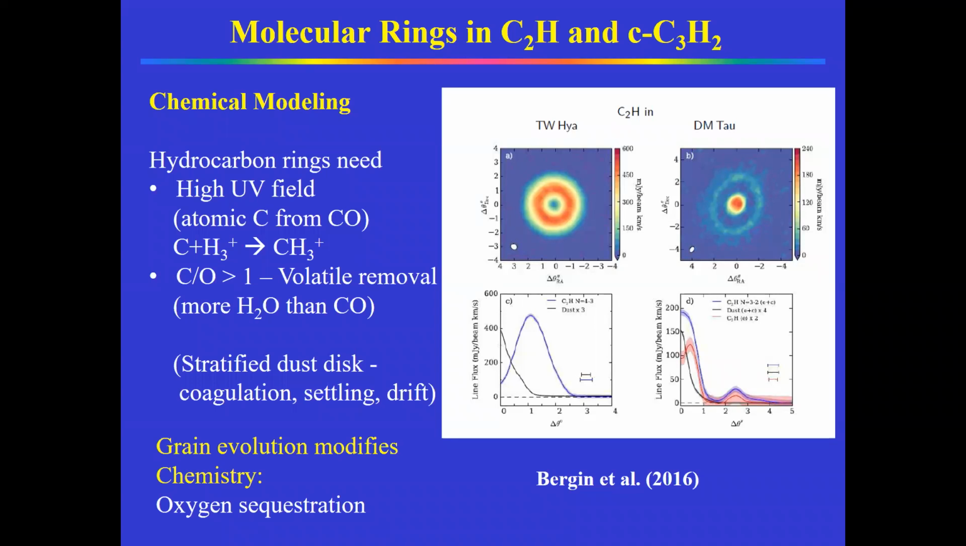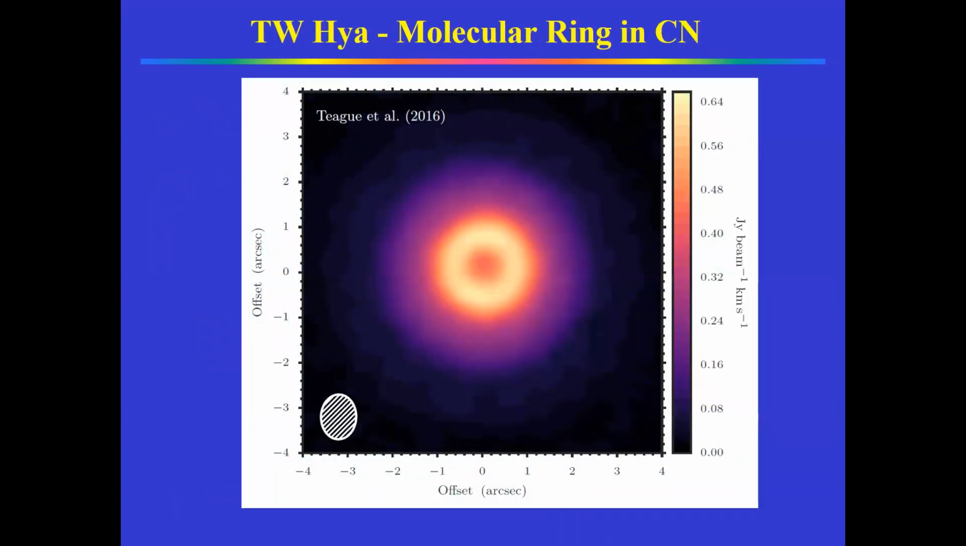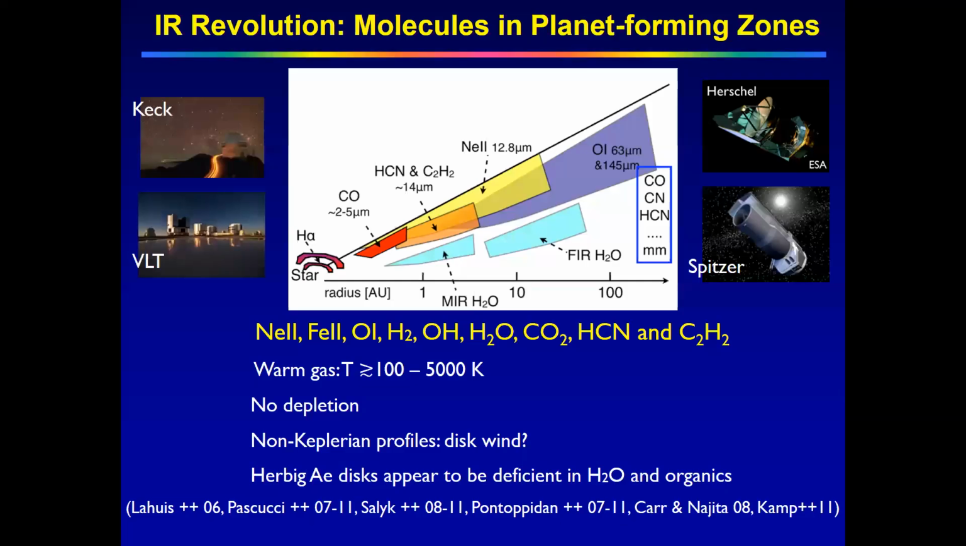So all this indicates that you have oxygen sequestration toward the midplane of the disk, and that certainly can explain the molecular rings. Here's another molecular ring we observed, again in TW Hydrae. Here you see also the CN structure. Let me move in wavelengths, and that will be my final slides.